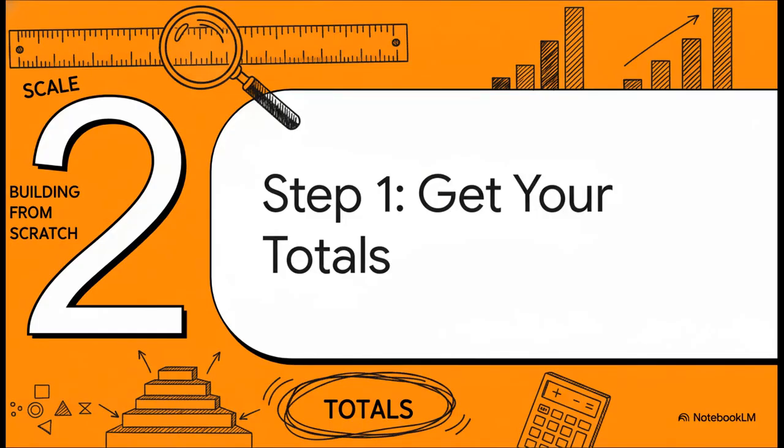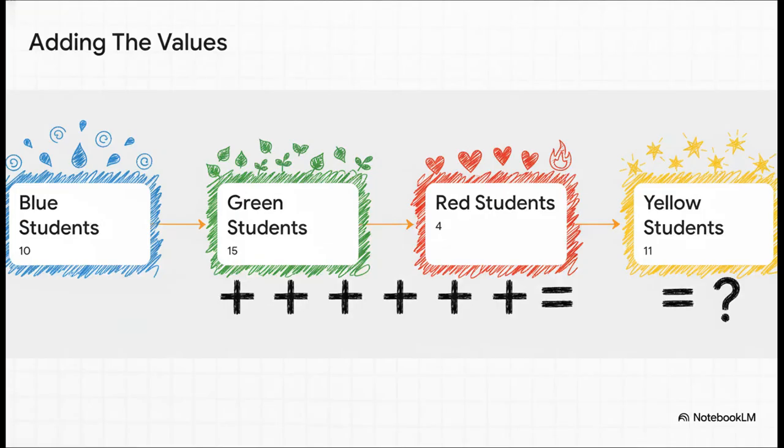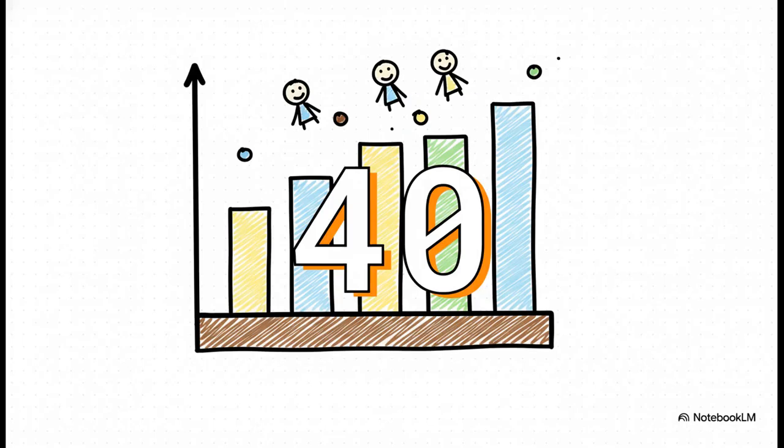The very first thing we need to do, before we even think about drawing anything, is get our totals. This is going to help us understand the whole picture. So, going back to our color data, we just need to add up the number of students for each one. We've got 10 for blue, 15 for green, 4 for red, and 11 for yellow. Let's just add those up. And there we go, 40. A total of 40 students were in this survey.